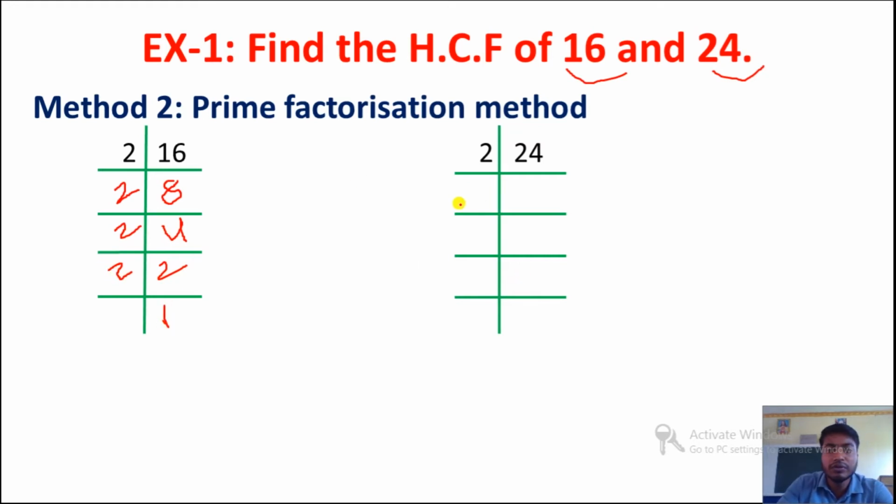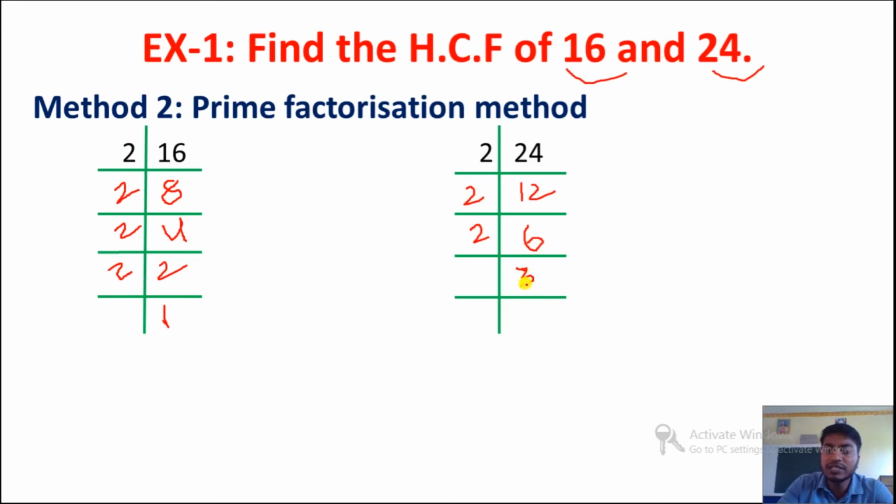Same way we will find out for 24. So 2 1s are 2. 2 2s are 4. Okay. Now here you can see 12. Easily we can divide by 2. So we will take 2. 2 6s are 12. Okay. 6 easily we can divide by 2. So again we will take 2. 2 3s are 6. Okay.